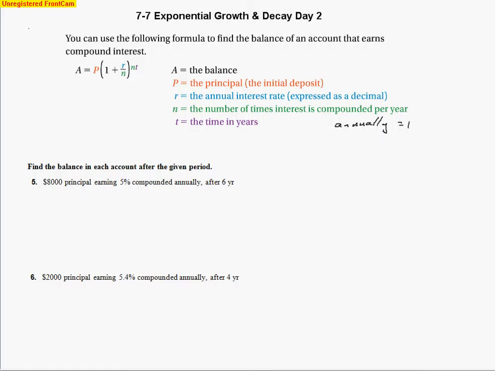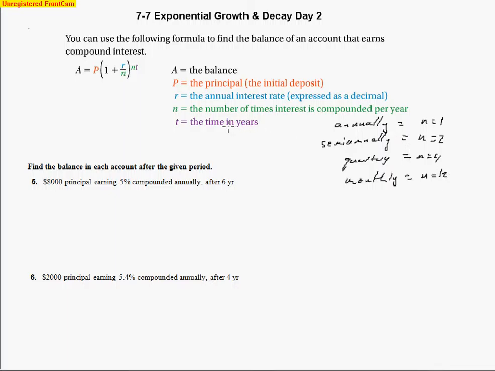So maybe I'll write that down. N equals 1. Where if it's semi-annually, we'll say that N equals 2 because it happens twice a year. And then we could see quarterly, and quarterly would just be N equals 4 because it happens 4 times a year. Or we might see monthly, and monthly would just mean that N equals 12. So those are the typical ones we're going to see.